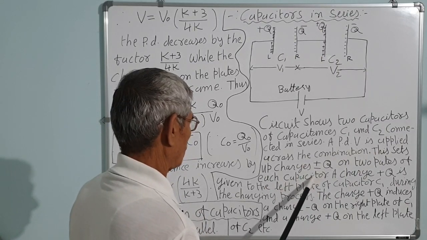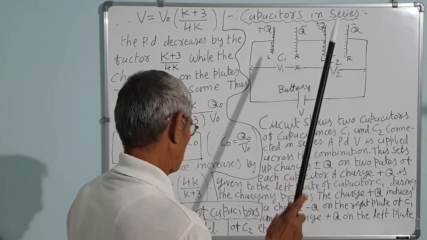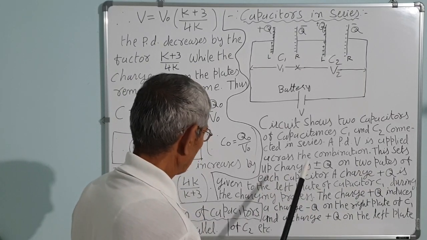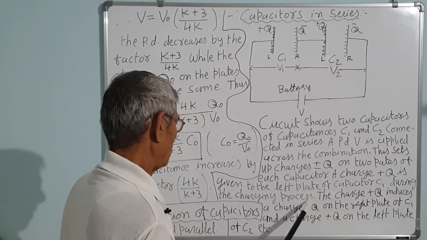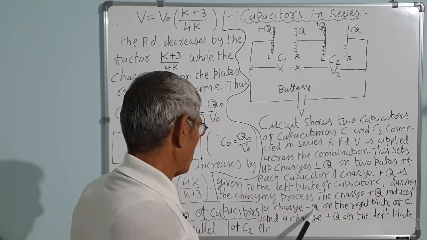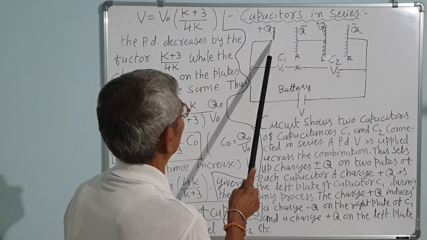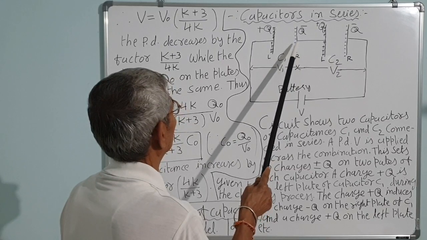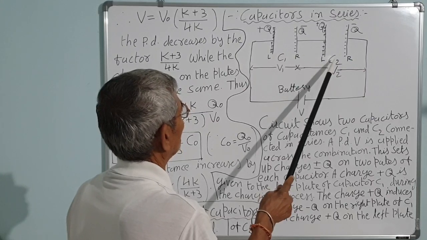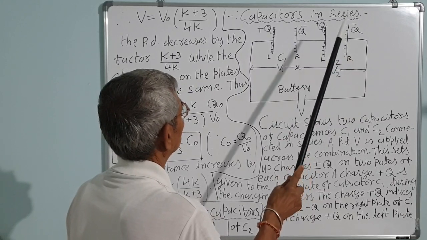This sets up charge plus or minus Q on the two plates of each capacitor. Plus charge, minus charge, plus charge, minus charge. Charge plus Q is given to the left plate of the capacitor C1 during the charging process by the battery. When they are connected with the battery, the plates are charged. The charge plus Q induces a charge minus Q on the right plate of C1. The charge plus Q on the left plate of the first capacitor C1 induces the minus Q charge on the right plate of the C1 capacitor and the positive charge on the left plate of the capacitor C2. This will induce the negative charge on the right plate of the capacitor C2 and so on.